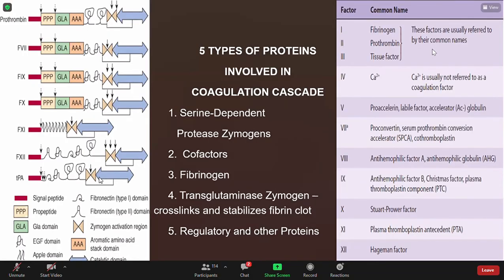Please take note, the Apple and the Kringle domain. Those domains are very important because the specificity of the reaction is based on that domain.